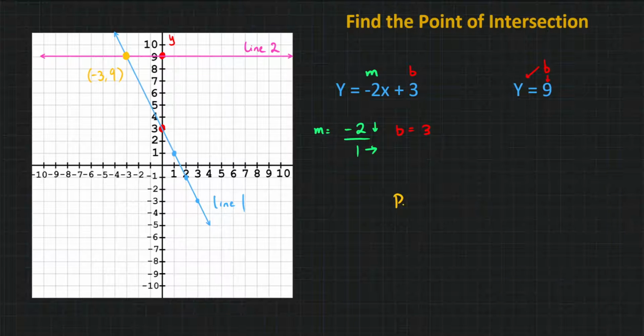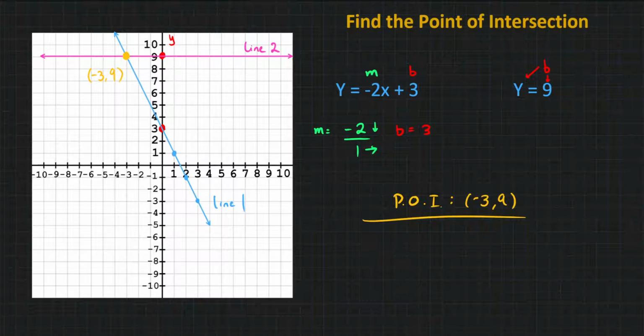So what's the POI? The POI is -3, 9. Box it up, put some tape, wrap it up, send it out for Christmas. There we go. Right on. Let's do one more.